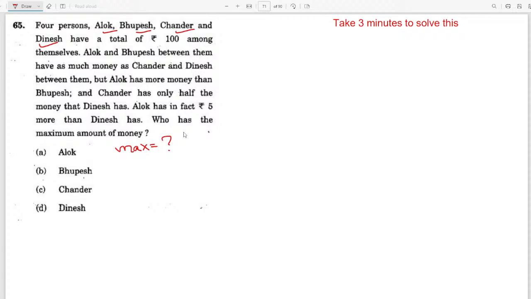We have to find who has the maximum amount of money. The data that they have given is Alok, Bhupesh, Chandar and Dinesh have a total of 100 among themselves. So together they have 100 rupees. A plus B plus C plus D is equal to 100. And they are saying that Alok and Bhupesh between them have as much money as Chandar and Dinesh. That means the amount that Alok and Bhupesh have, added together, will be equal to the amount of money that Chandar and Dinesh have. So A plus B is equal to C plus D.